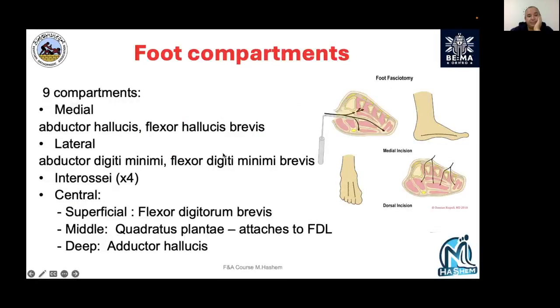So central compartment, which has 4 interosseous compartments, as you can see, and then superficial, middle, and deep central. Then you have medial compartment and lateral compartment. Medial compartment, lateral compartment, central compartment into 4 layers: interossei, deep, middle, and superficial. So all are 9. And if you want to open them, you have to open them from 3 incisions: long medial incision, and incisions over second and fourth metatarsal. And second and fourth metatarsal allow you to go to the interosseous compartment, deep and middle compartment, medial and lateral, and the medial one allows you to go to the deep, intermediate, and superficial central.